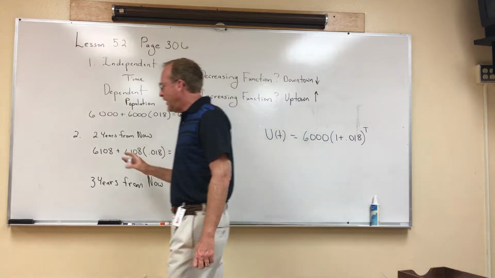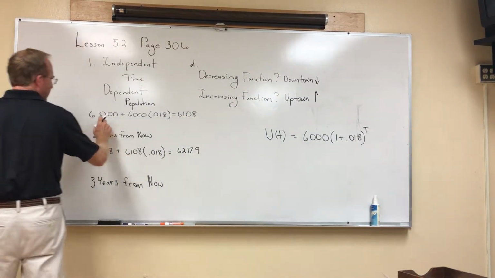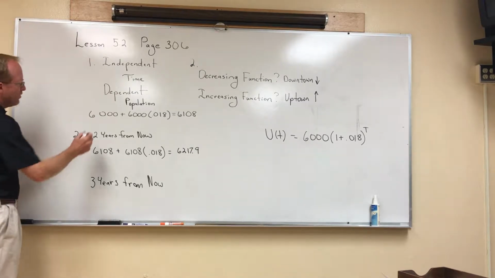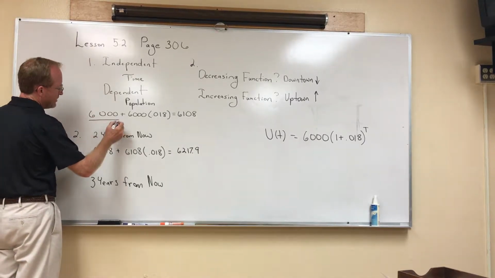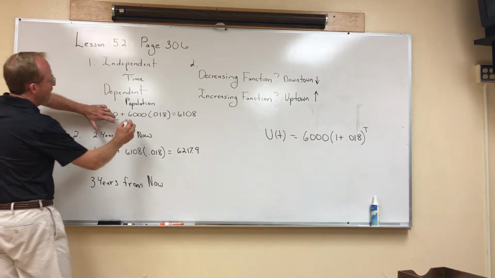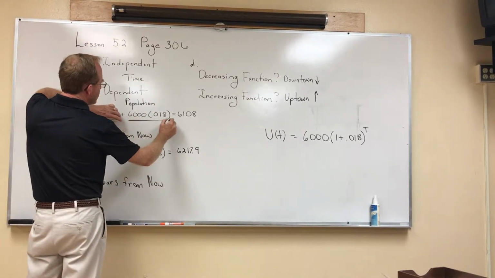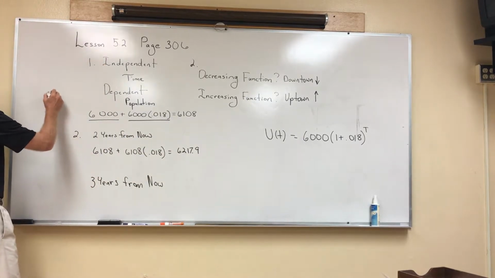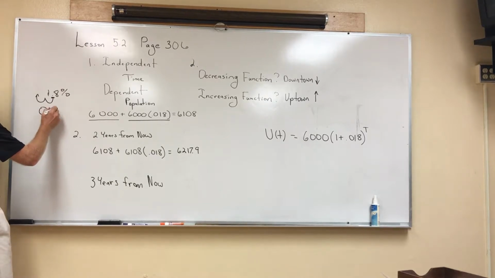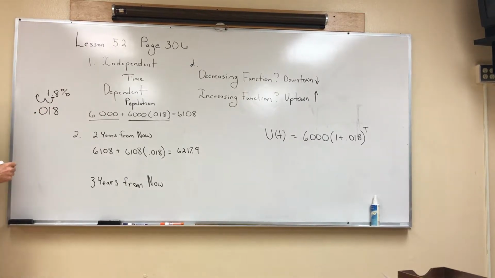And they give you an equation that will tell you how much it'll be after 1 year. So we start with 6,000, that's our original population. Then we're adding the growth. Now the growth is 1.8% per year. And we're going to switch that to a decimal by moving the decimal 2 to the left. And so it's going to look like this.